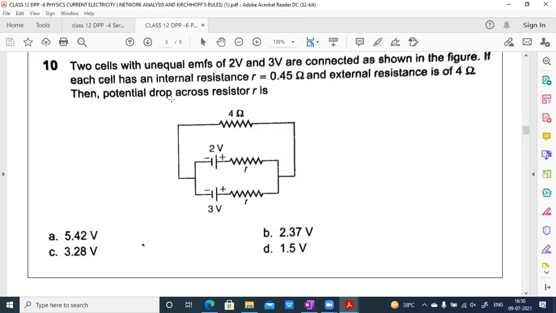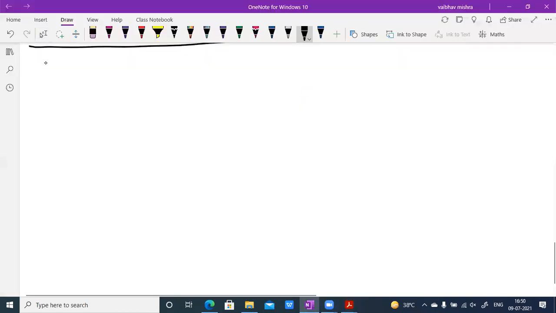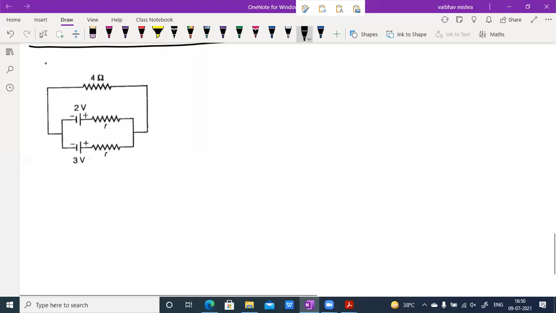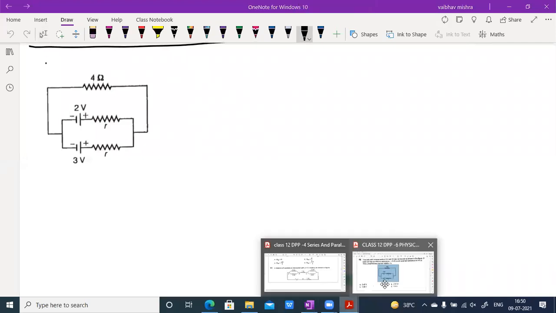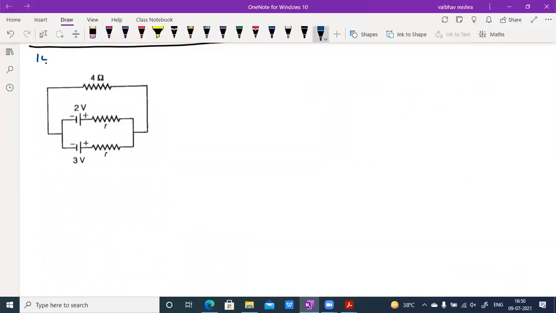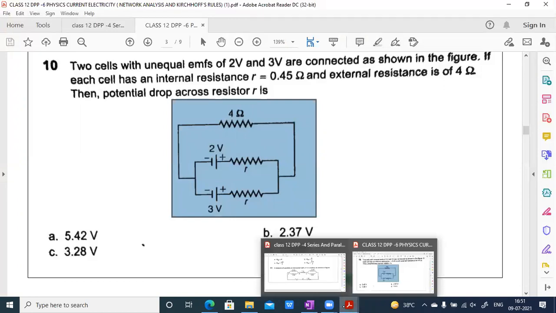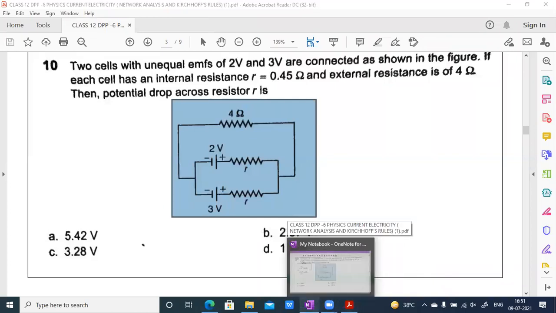These two, 2 volt and 3 volt batteries, are connected in parallel. We do some questions in class so that you get an idea and you solve the remaining questions on your own. Now you have grown a bit older and you should. So E1 by R1 plus E2 by R2, and R is also known. Internal resistance is 0.45. We have to find the potential drop across this resistor R. And R is 0.45.